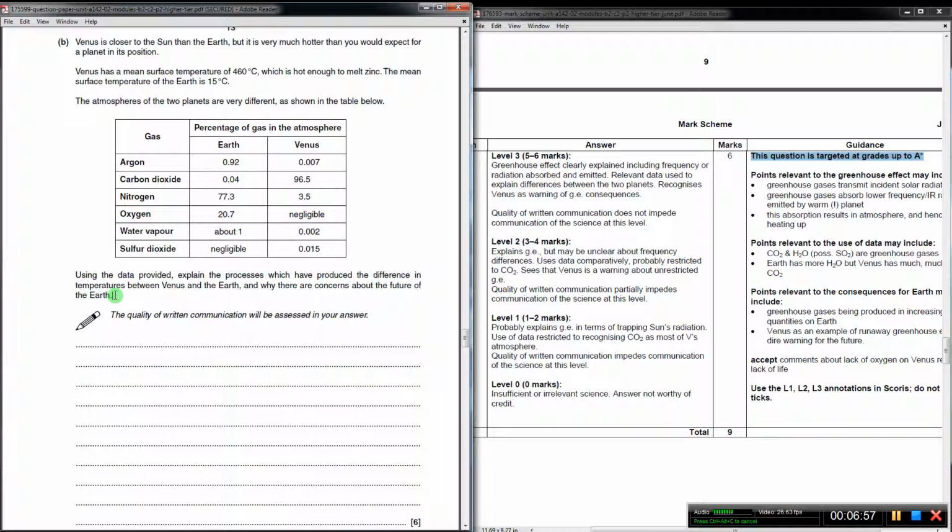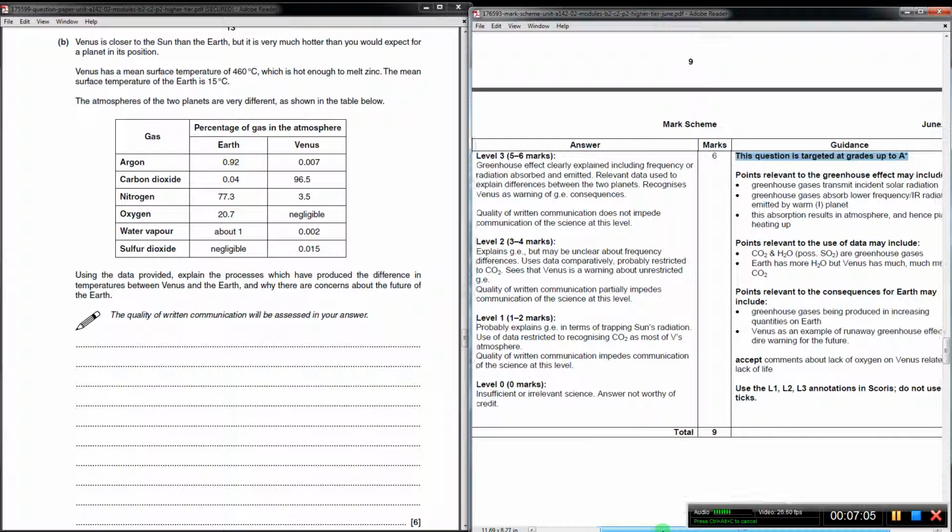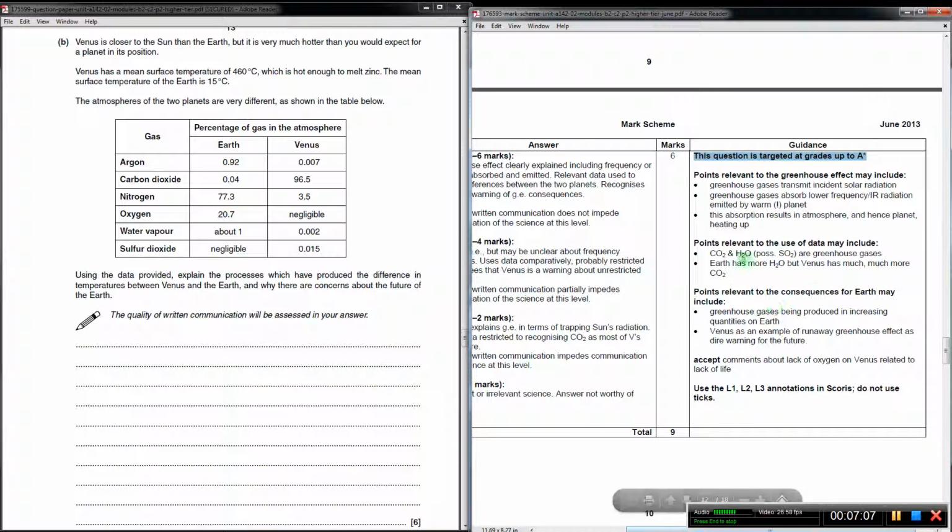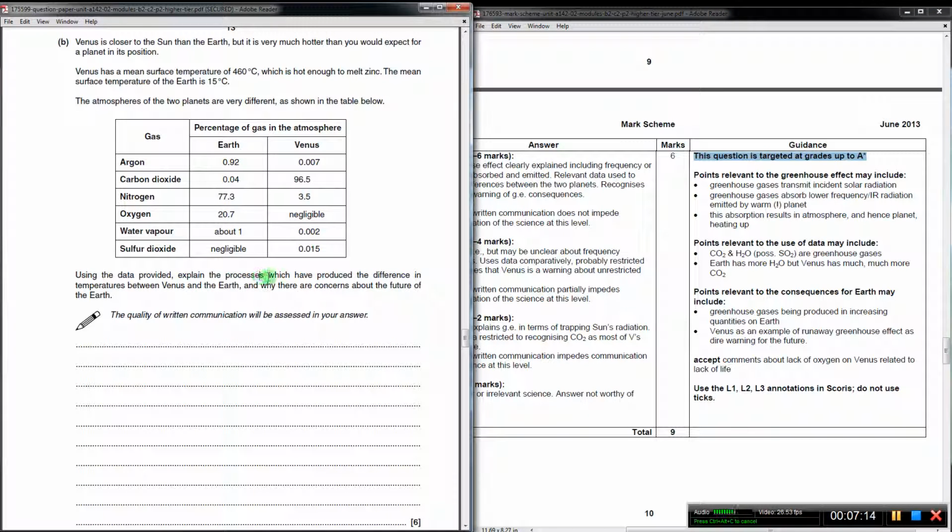Okay, so you need to make sure that you can explain the greenhouse effect. Now, I'm not going to go into a detailed explanation of the greenhouse effect here. You need to look in your revision guide if you're not sure. But if you look at the points relevant to the greenhouse effect here, the first thing to do is explain the process. So just a general explanation of what the greenhouse effect is first, before you do the comparison.